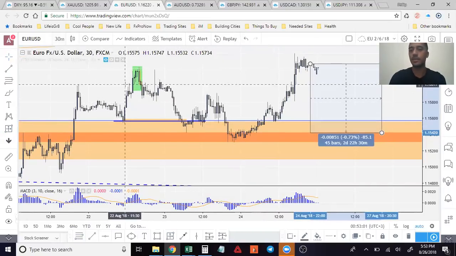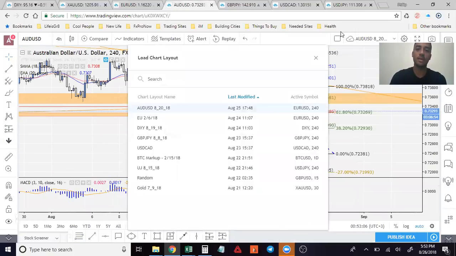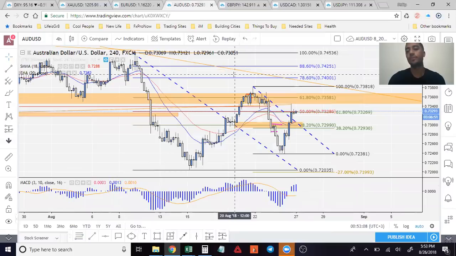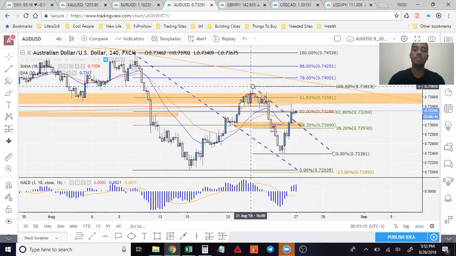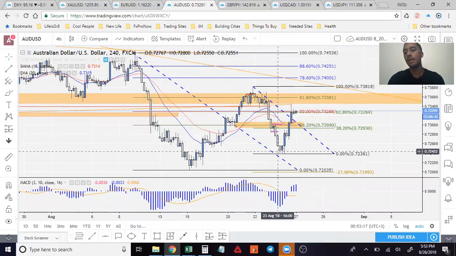But I'm kind of hesitant on this, honestly. The H4 time frame takes a little bit more time to actually create something. So let's go to AU. And with AU, we see point A, point B, point C. Price stopped at 61.8. Had a huge push.